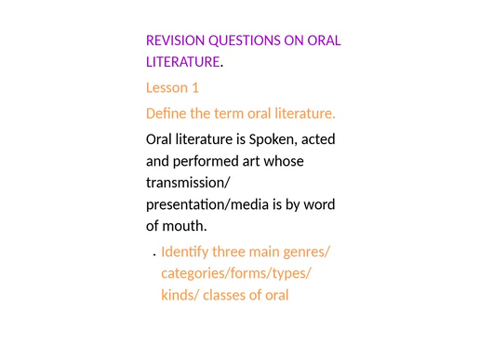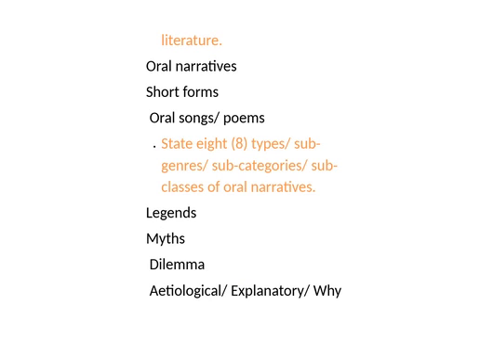Our second area will be identify three main genres. You may also be asked to identify three main categories, or three main forms, or three main types, kinds or classes of oral literature. We have one, oral narratives. Number 2, we have short forms, and 3, we have oral songs or oral poems.